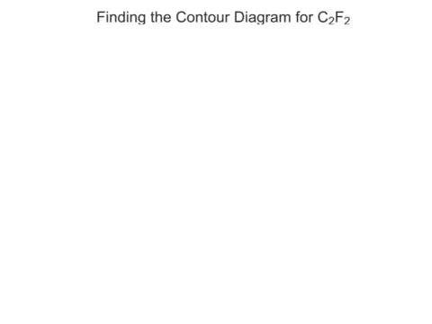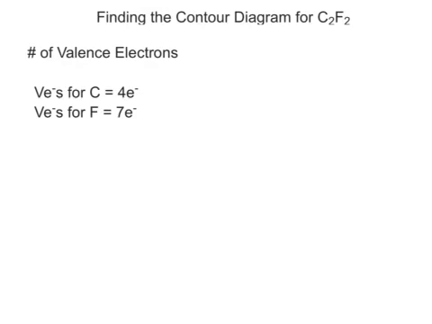Hello, my name is Kevin, and today we're going to find the contour diagram for C2F2. At this point, what we want to do is find out the number of valence electrons that we have from C2F2. What we must remember is that the valence electrons for carbon are 4 electrons, and the valence electrons for fluorine are 7 electrons.